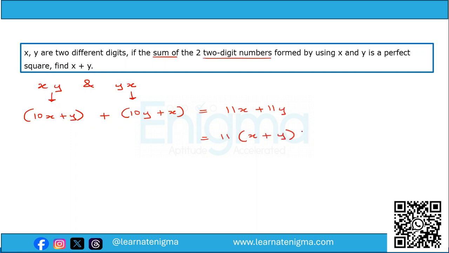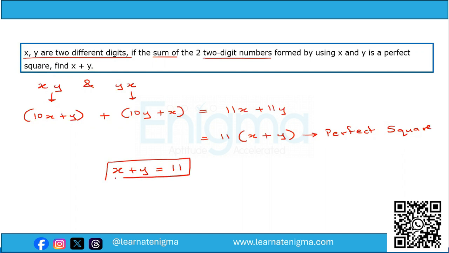Now 11 multiplied by x plus y, it is given to us, is a perfect square. And it is also mentioned here that x and y are two different digits. So therefore, if 11 multiplied by x plus y has to be a perfect square, then x plus y obviously must be equal to 11 itself, because we call it a perfect square only when a number is multiplied with itself. So therefore, x plus y is equal to 11.